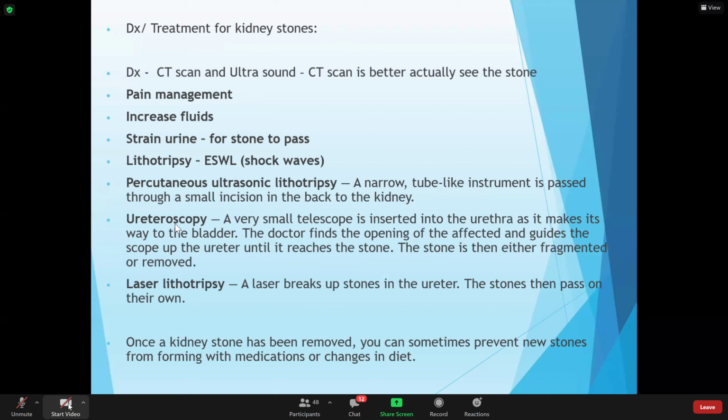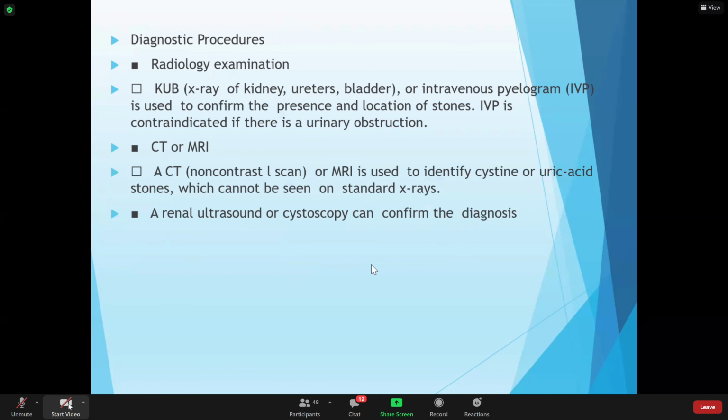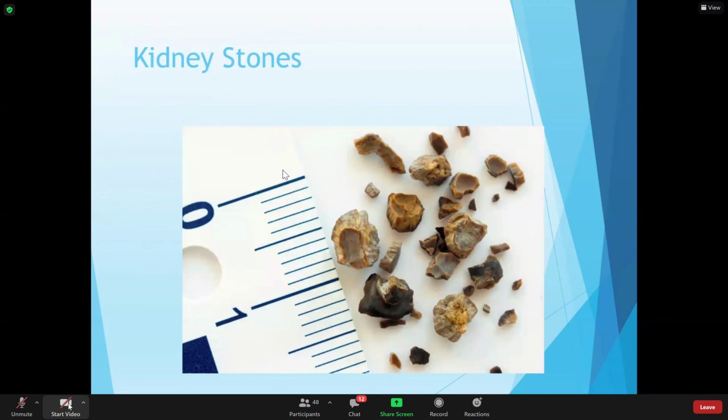And again, this is just going over some different tests, different diagnostic things that we can use for the patient. Shock waves, ureteroscopy going in with a scope into the ureter and pulling out that stone if the patient can't pass it. And then here's some of our diagnostic tests. There's some pictures of kidney stones. You can see how some are really small. The patient can pass them. You can see this really big one right here.